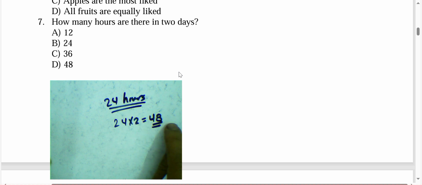Okay, 2 times 4 equals 8, 2 times 2 is 4, so the result is 48 hours. Then the number of hours in 2 days equals 48 hours, because 1 day equals 24 hours. So the number of hours will be 48 hours. Choose letter D.